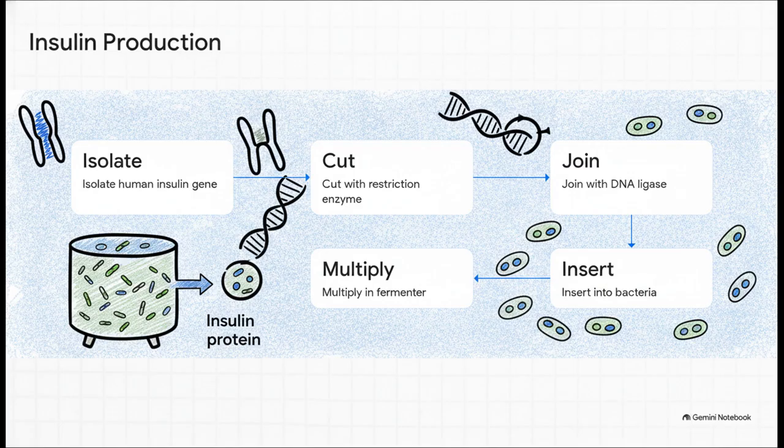Second, we cut that human gene and a bacterial plasmid with the same enzyme to ensure we get those matching sticky ends. Third, we glue them together using DNA ligase. Fourth, we insert that newly recombined plasmid into a bacterium. And finally, we place those bacteria in a fermenter, where they multiply and just pump out pristine human insulin.